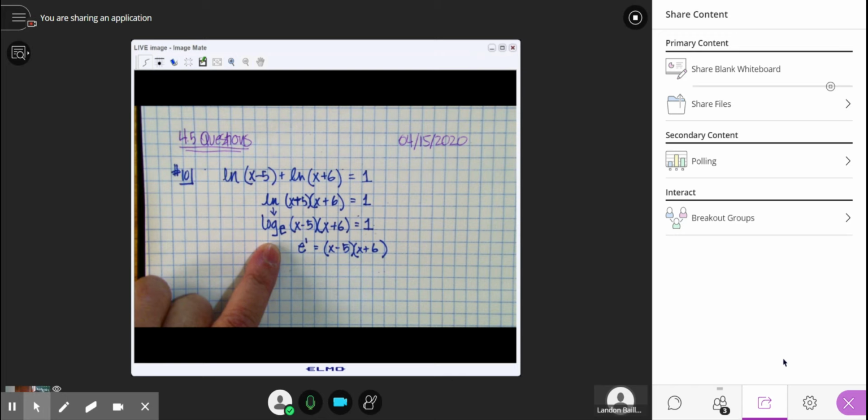So I guess my question to you at this point is what were the full instructions for this particular problem in number 10? Okay. Just solve for x. Did it say to use a graphing device? All right, hold on. I need to check something.